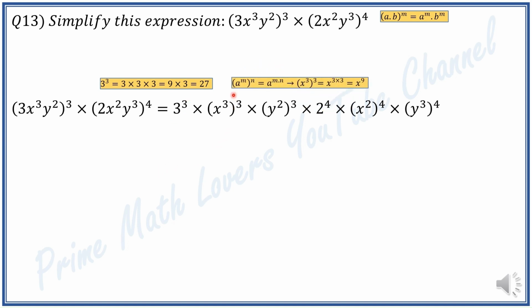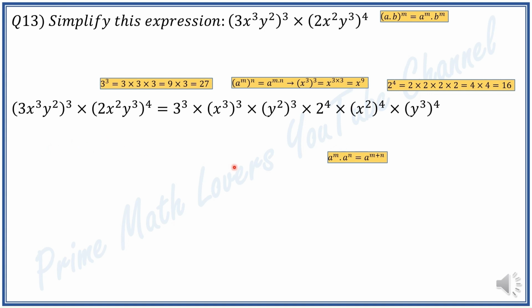Again, there is a rule, the power of power rule. It says that a to the power of m to the power of n is equal to a to the power of m times n. So x to the power of 3, for instance, to the power of 3 will be x to the power of 3 times 3, or x to the power of 9. Also 2 to the power of 4 means we multiply 2 four times. 2 times 2 times 2 times 2. 2 times 2 is 4, and 2 times 2 is 4. So 2 to the power of 4 is 16.